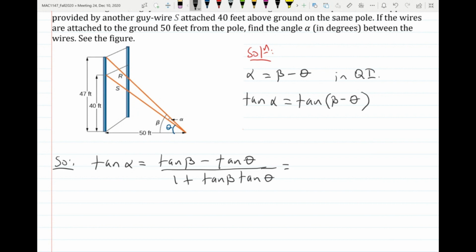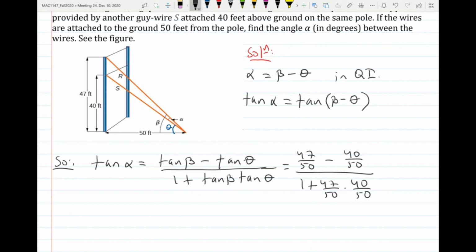Okay, so let's see, tangent of beta. What's the tangent of beta? That's opposite over adjacent, so that would be 47 over 50, looking at the big triangle. Now looking at the small triangle, for tangent of theta, we get opposite over adjacent, so that's 40 over 50, divided by 1 plus 47 over 50 times 40 over 50. Okay, questions on this?